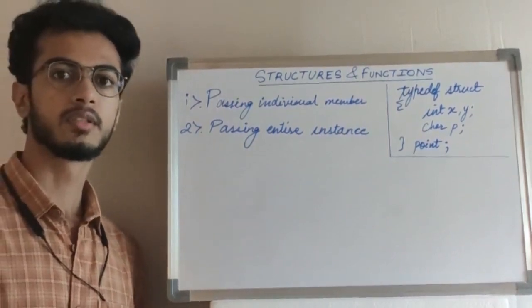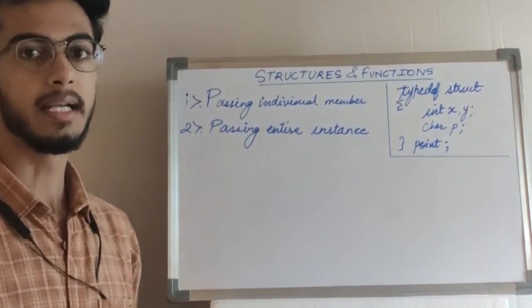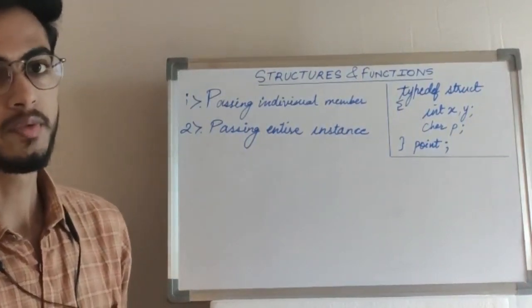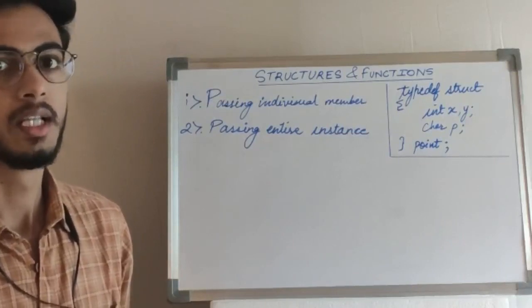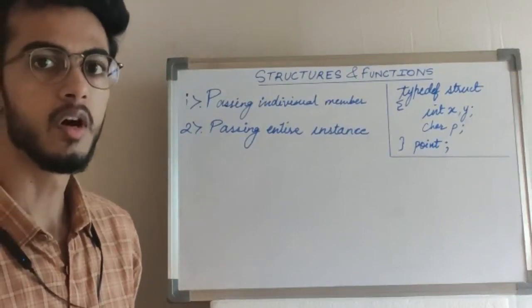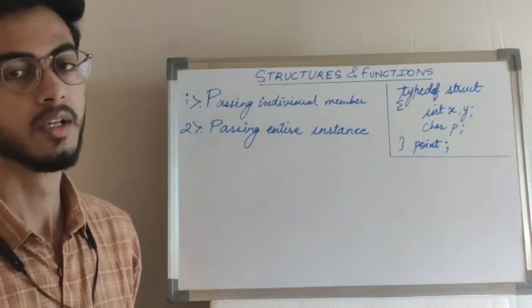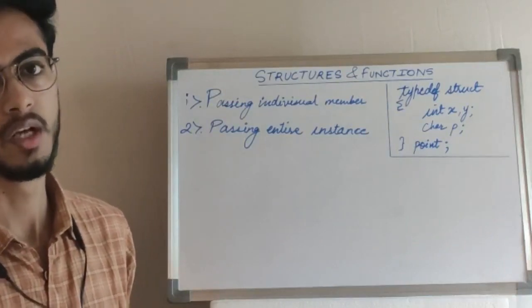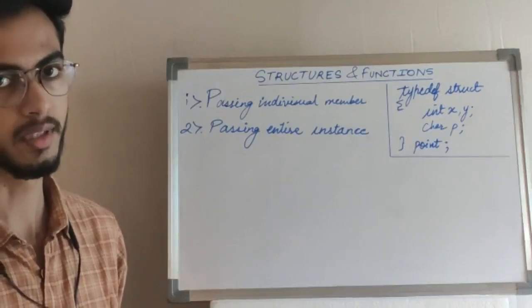So the last topic for the structures is functions and structures. We will see how to handle the structures when we have functions in hand. As far as the functions are concerned, we can send and get back the individual member of a structure, or we can send and get back the entire instance of that structure. So first we'll see the first category, where we are sending only one individual or some different individual members separately to the function.